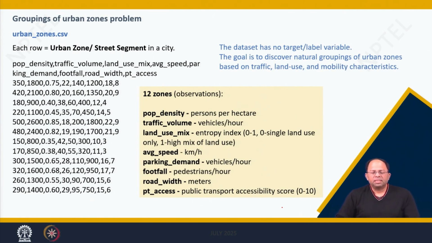So we are using the same data set as we have used earlier. We have got different zones of the city, and each zone or street segment and the related zone has got different parameters like characteristics of population density and traffic volume. You can see their units over here, and then our goal would be again to determine the right clusters using this particular data set.